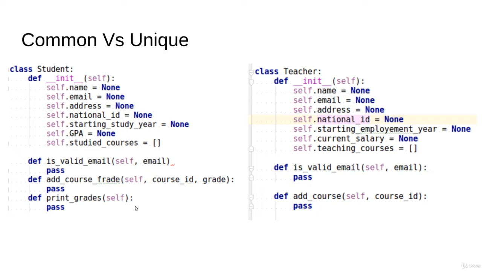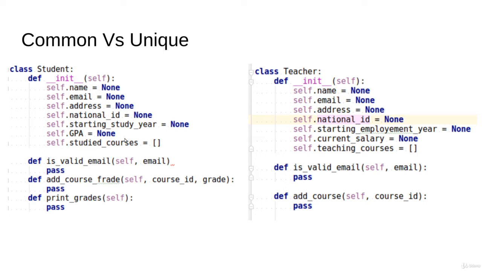Let's proceed. One might try to develop a class like the following for the student. Maybe it has a name, email, and address. We have a national ID. As a student, you have some year that you started studying in the system. There is also a GPA for you, and probably there are a bunch of courses in this system. Maybe we need some method for validating the email, and some method for adding a grade, and so on. There are a bunch of mistakes here.